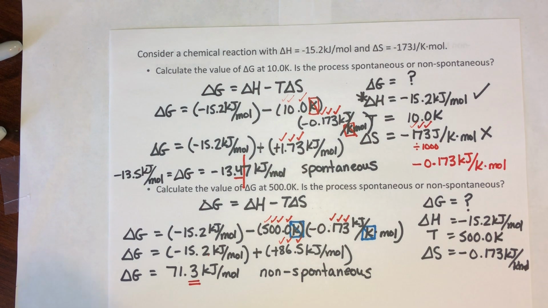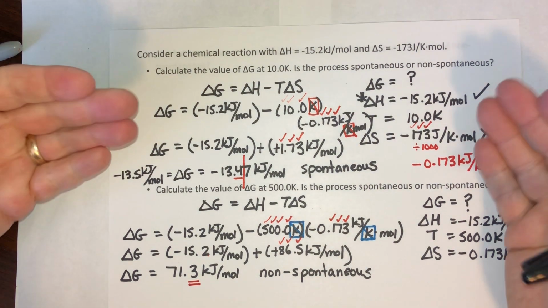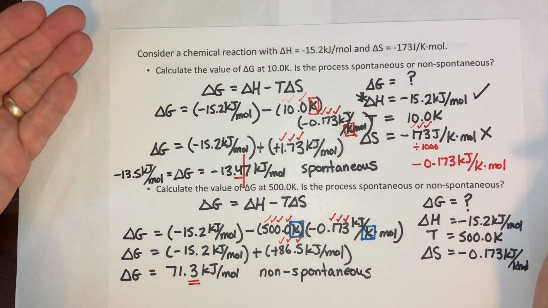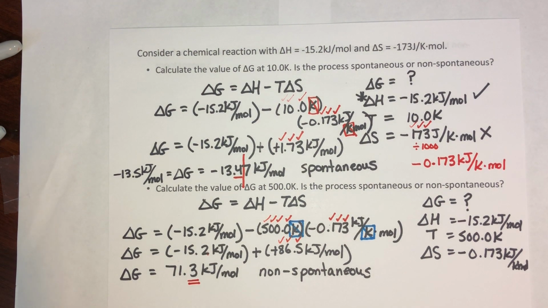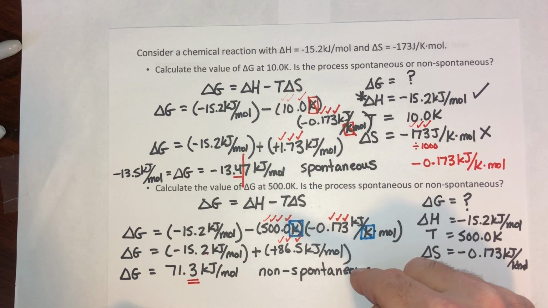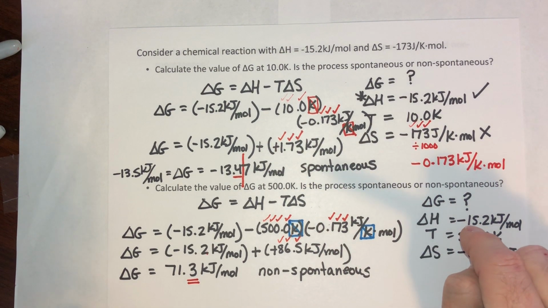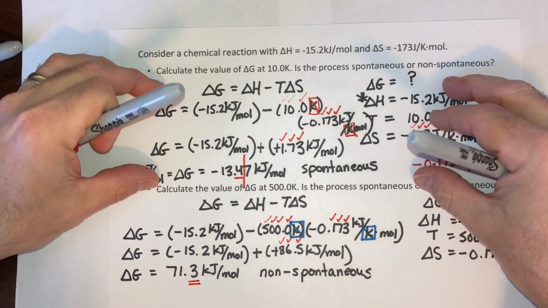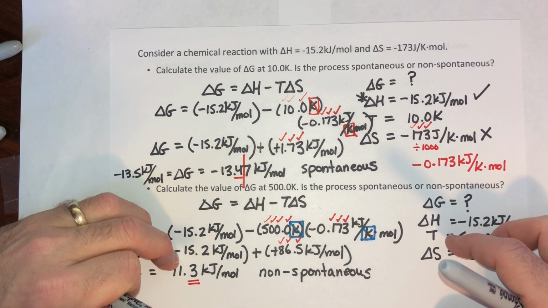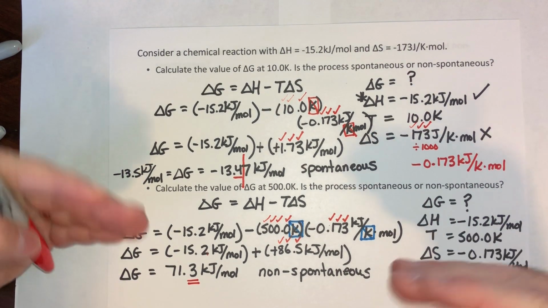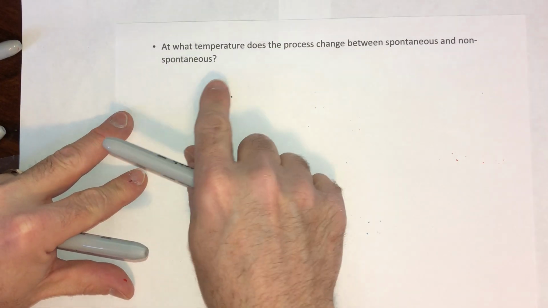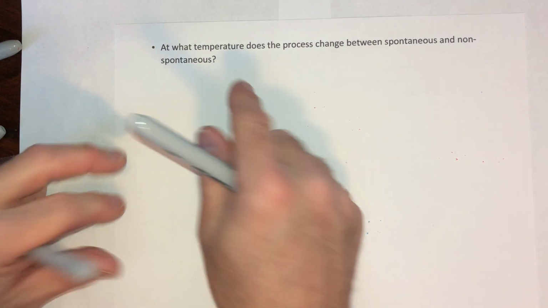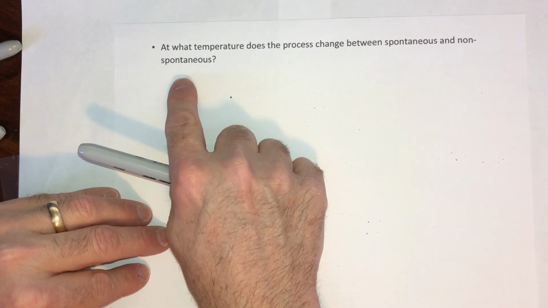Now, the other thing that we could ask you to do in this kind of problem, right? Because it's like, calculate delta G, is it spontaneous or not? Right, so we can ask you to do that a few times. But the other question is, if it's changing from spontaneous to non-spontaneous, what temperature does that happen at? Right, because low temperature is spontaneous, high temperature is non-spontaneous. There's got to be a transition temperature. So the question is, at what temperature does it transition between spontaneous and not?